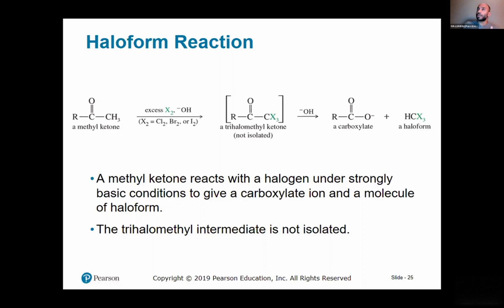So the first step, usually the first hydrogen is deprotonated, and then halogenation, then the second hydrogen is deprotonated, then a halogenation, and then the third time you do deprotonation and then halogenation. So you don't think of the three hydrogens being deprotonated at the same time and the three halogens being added at the same time. That doesn't happen.